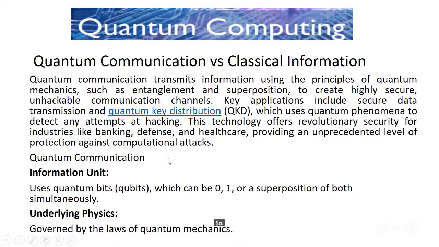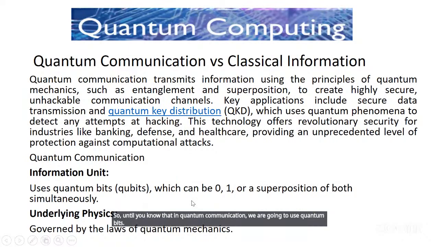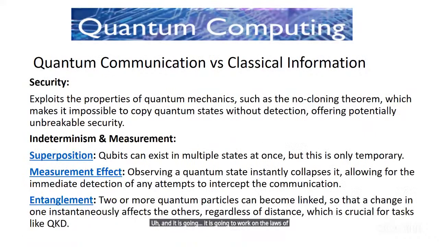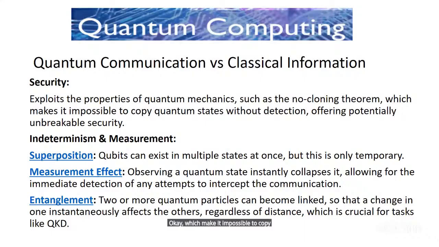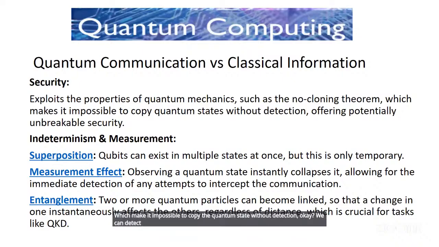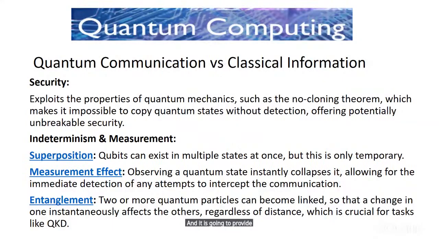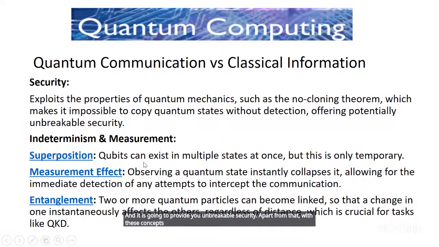Okay. And you know that in quantum communication, we are going to use quantum bits, and it works on the laws of quantum mechanics. This is the main thing you have to remember when you're talking about quantum communication. The property of quantum mechanics is the no cloning theorem, which makes it impossible to copy the quantum state without detection, offering potentially unbreakable security. When somebody is trying to copy, we can detect it. Apart from that, concepts like superposition, measurement effect and entanglement help us provide these features and give more security.